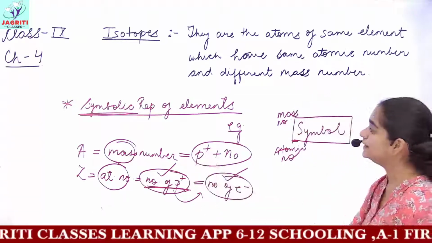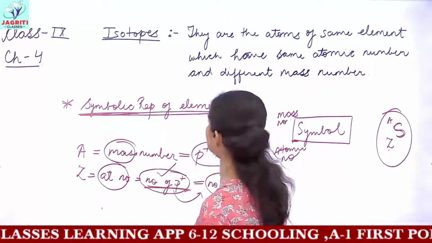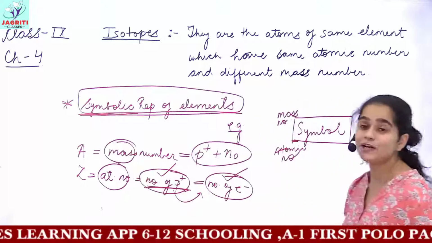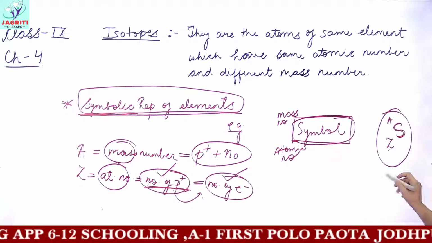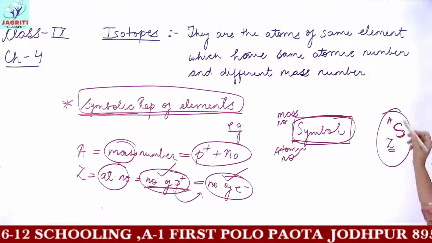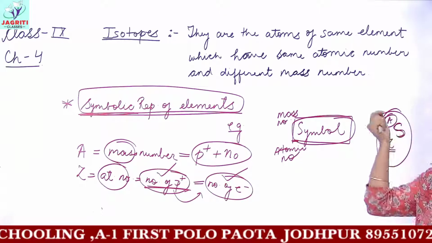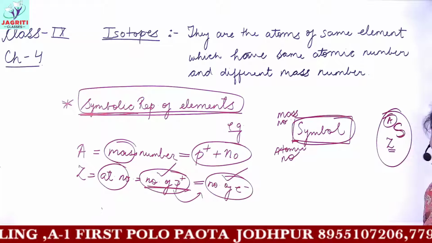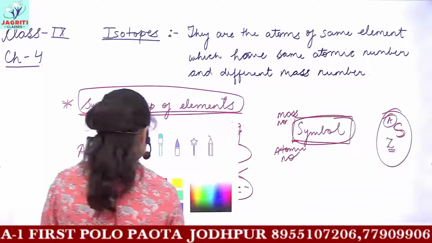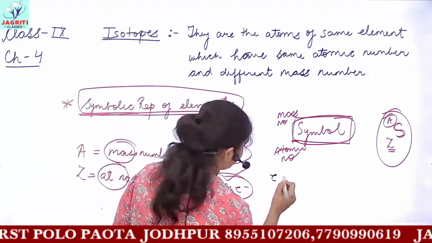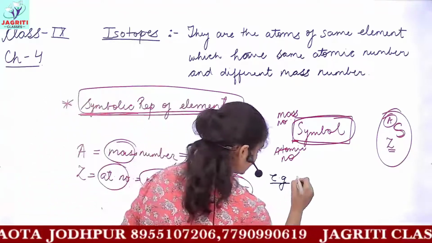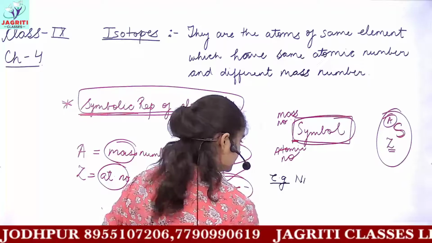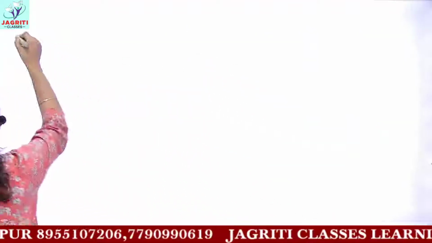So while representing any element symbolically, how can you achieve that? You have to know its symbol, okay? Then you have to write its atomic number below and the mass number as its superscript, or the mass number is represented above. Taking an example for this, if I wanted a symbolic representation of nitrogen, let's do it in the next slide.